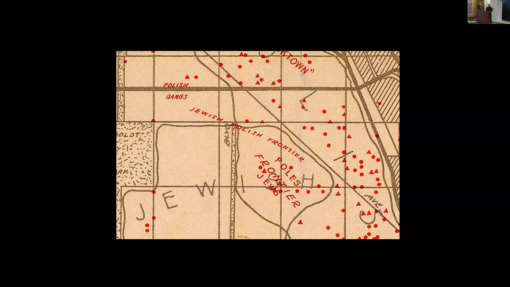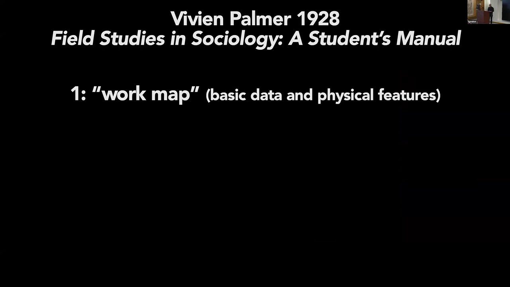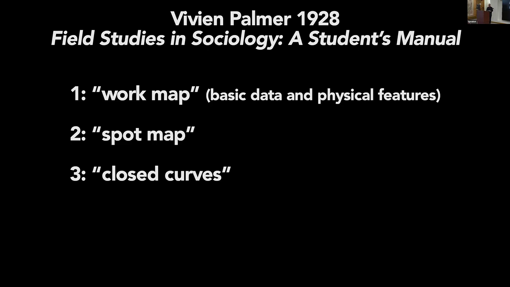Now, as part of this, one of Burgess's PhD students, her name was Vivian Palmer, wrote what was actually the very first textbook of sociological fieldwork, where she went through this process quite explicitly and laid out its ultimate goals. So she said, you first start with what she called a work map, showing city data, physical features, et cetera. This was the social base map. And then you can turn this into a spot map, showing everything from individual people to sites of conflict to buildings, whatever you want. And then what she said you would do is you want to group these dots with a series of closed curves.